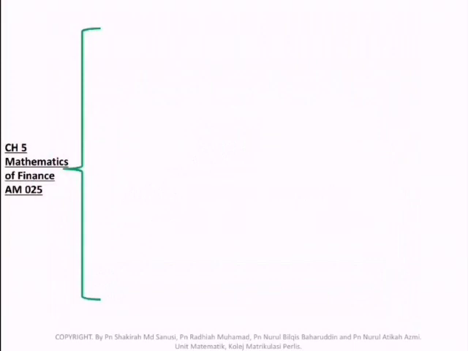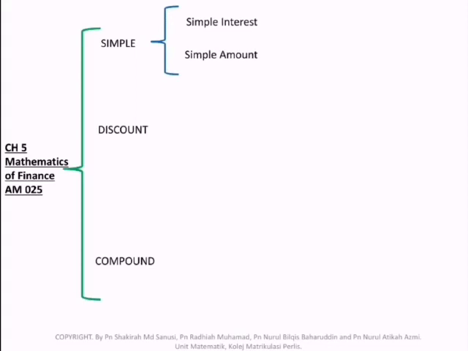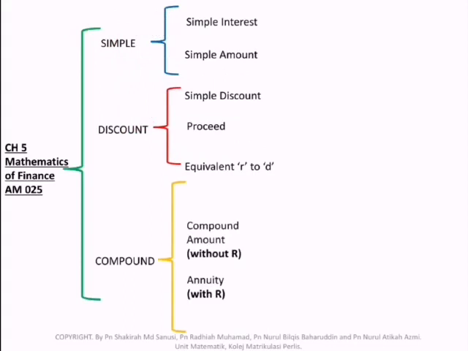So in this subtopic, we are going to learn about simple, discount, and compound. In simple, we will have simple interest and simple amount. Whereas in discount, we are going to learn about simple discount, proceed, equivalent R to D. In compound, we will have compound amount without R and annuity with R. So, these are the following formulas for each category.